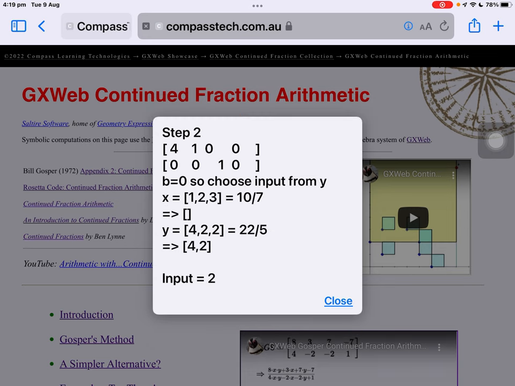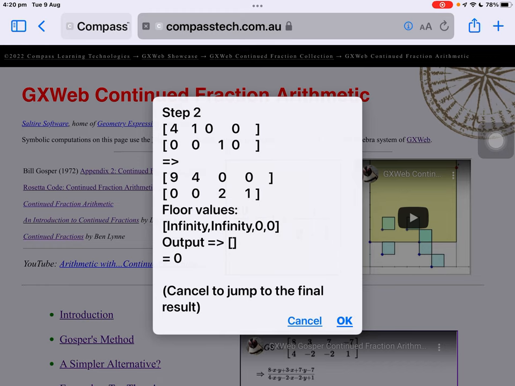So we go to step two. This time we're starting with our new matrix that we just produced. We note that B is zero, so again we're going to input from Y. Now remember, Y is the continued fraction 4, 2, 2. We've already taken the 4. We're now going to choose the next number, 2. So our input number is 2. It transforms our fraction again. And our floor values are still not all equal. We don't get to actually start to build our continued fraction until the 4 floor values are equal. So we keep going.